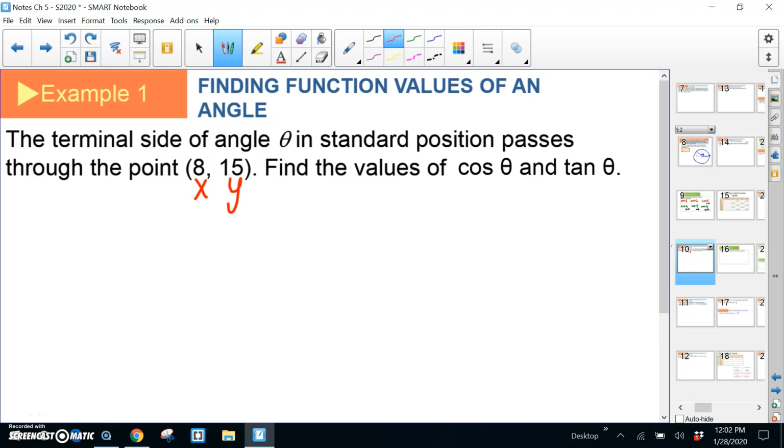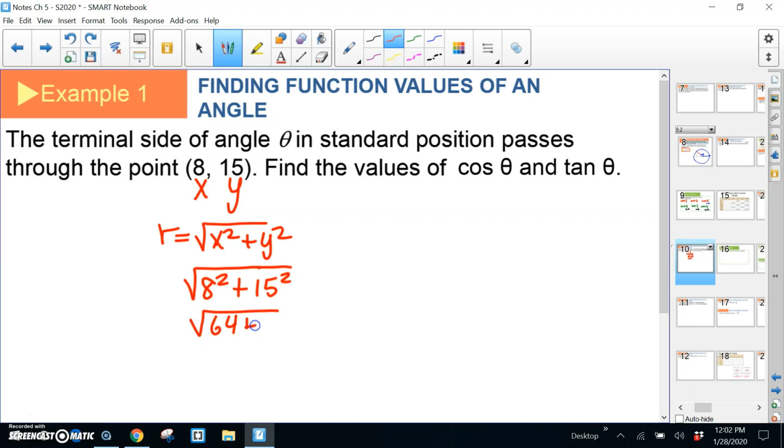It's pretty easy to use that formula then, because I've got r equals square root of x squared plus y squared. I can see square root of 8 squared plus 15 squared. 8 squared is 64, and 15 squared is 225. So when I add those together, I know that's 289. Use a calculator if you need to. I've done this problem before. That's why I know. So r equals the square root of 289, which is 17. R equals 17.